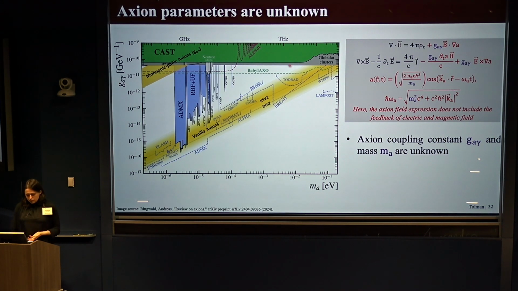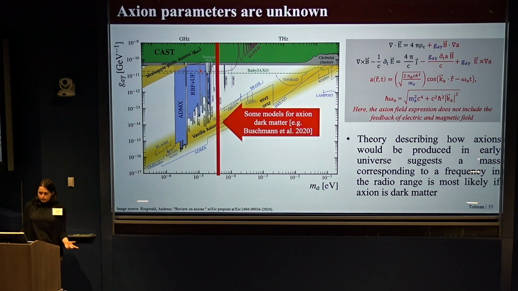So if we look at the potential phase space of potential axion coupling constants and masses, you see it on the right side of this slide. Along the x-axis, I have axion masses. Along the y-axis, I have a coupling constant. This yellow band is a particularly well-motivated type of axion. But axion-like particles could have masses and coupling constants that are outside of this yellow band. And you see various experimental constraints that have ruled out certain areas of this phase space.